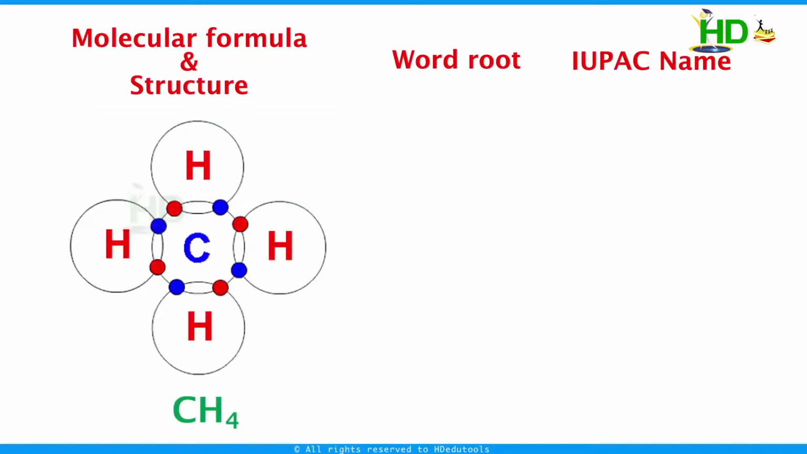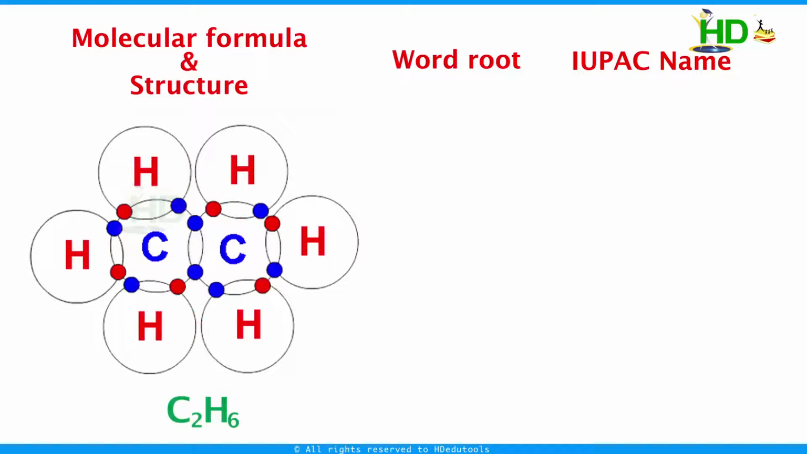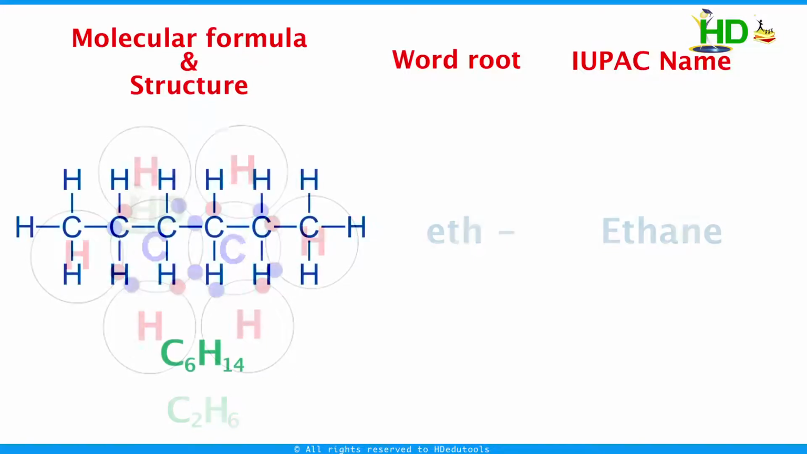Suppose you take this compound. How many carbon atoms are there? Yes, one carbon atom is there. We know that the word root is meth for 1. Therefore, this compound is methane. Now in this case, 2 carbon atoms. The word root is eth. The compound is ethane.